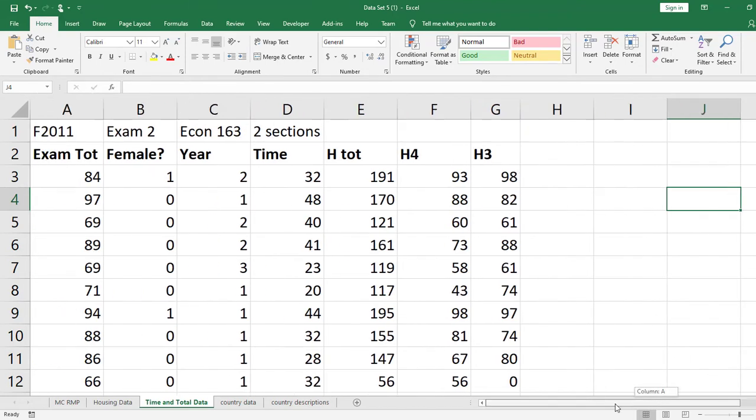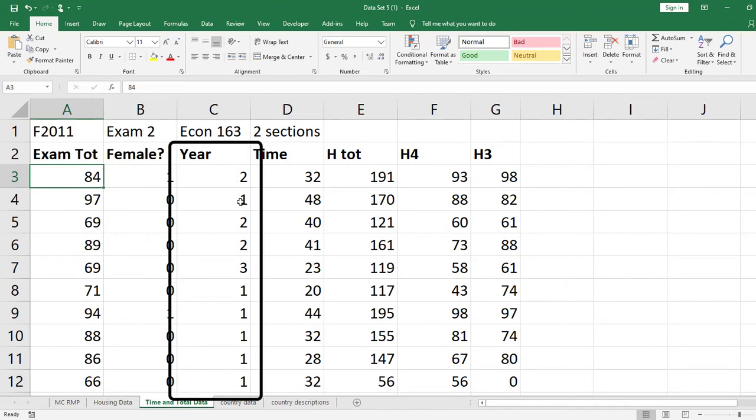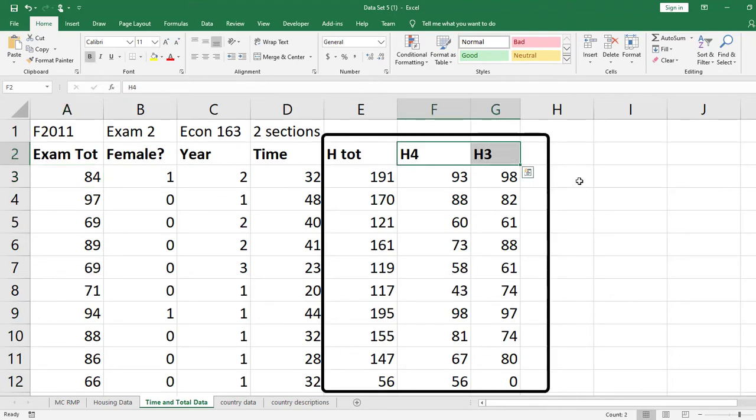This is the time and total data. Each element is a student, and each one of these rows represents a student. This is how well they did on the exam. This is a dummy variable for their gender, if they're female or not. This is their year: a freshman, which is one, a sophomore, which is two, a junior, which is three. Time is the amount of time in minutes it took them to complete the exam. This exam was based on two homeworks directly related to it, homework three and homework four. So this is how well they did on each of those homeworks. And then the total is just the two added together.